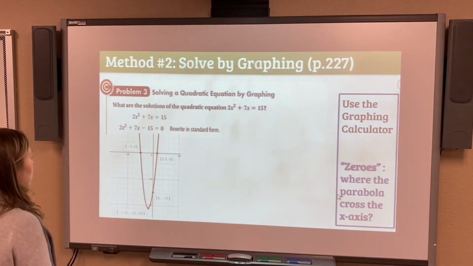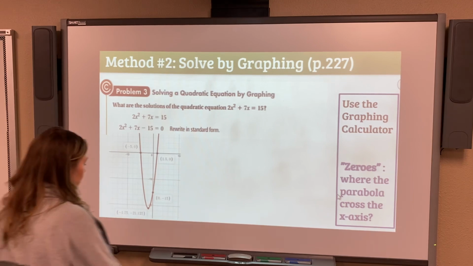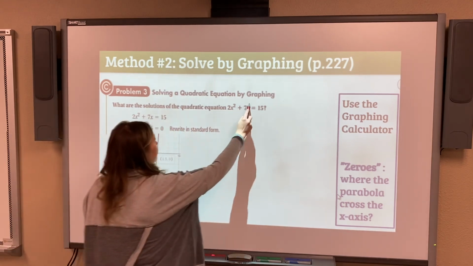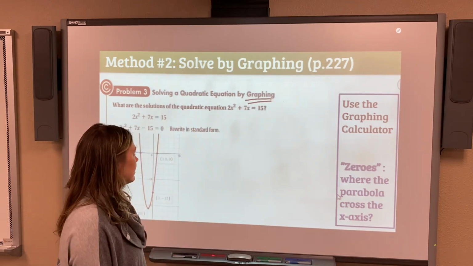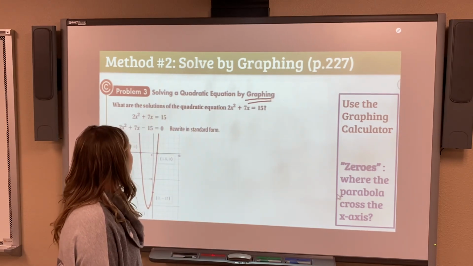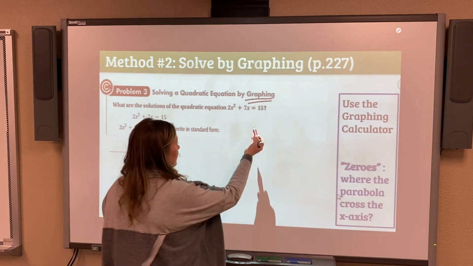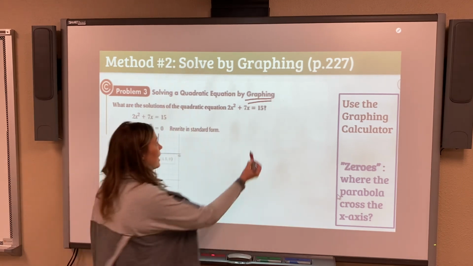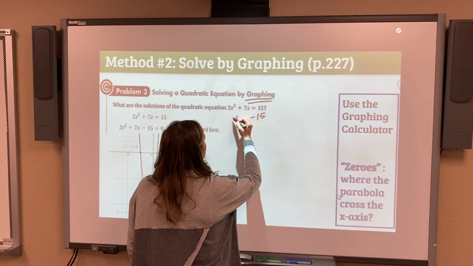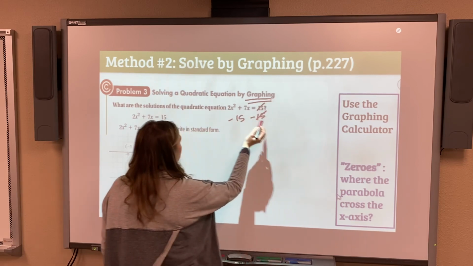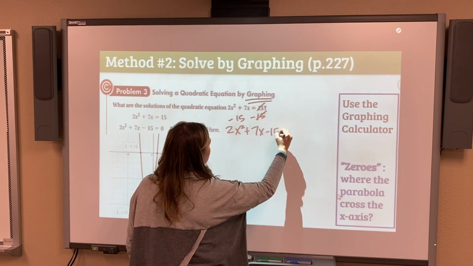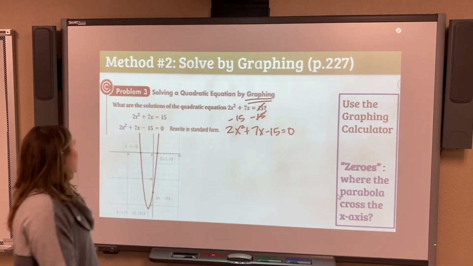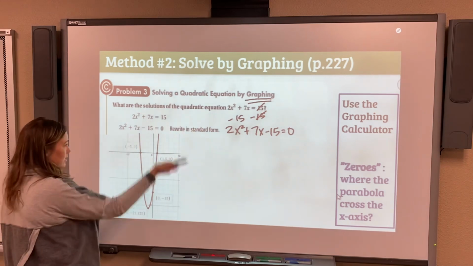So here it says what are the solutions, and so we have 2x squared, and so if it says to solve by graphing, obviously you can graph. 2x squared plus 7x is equal to 15. Okay, so what we're going to do is, first off, it doesn't equal 0. Okay, so we have to subtract 15 from both sides, cancel, cancel, and so that would be 2x squared plus 7x minus 15 is equal to 0.